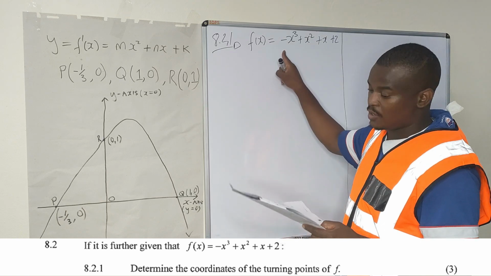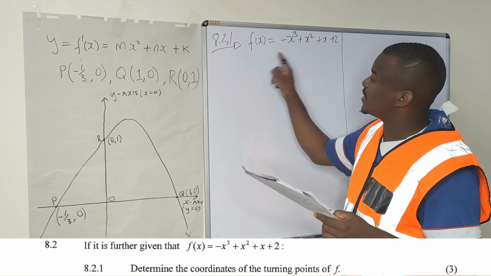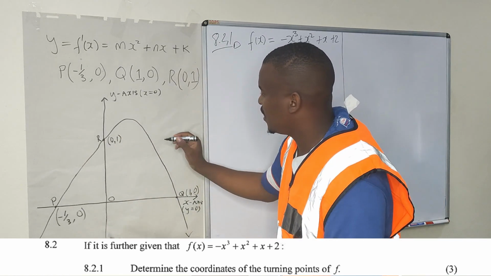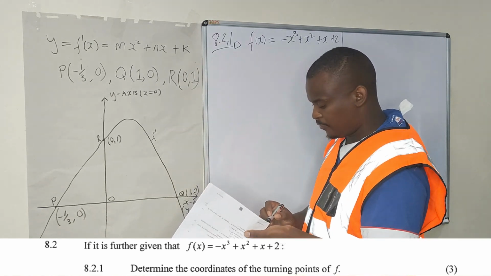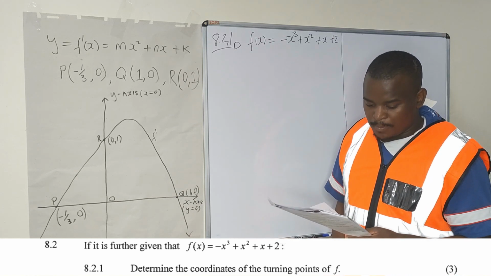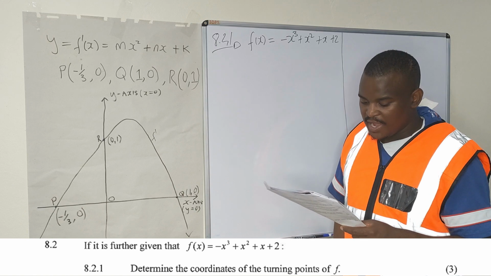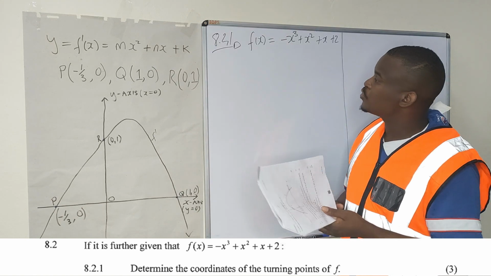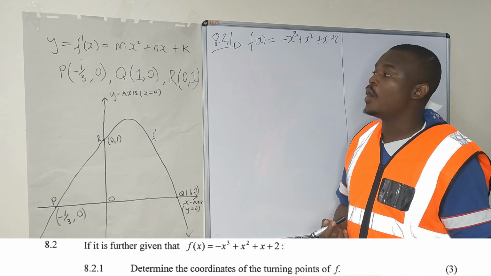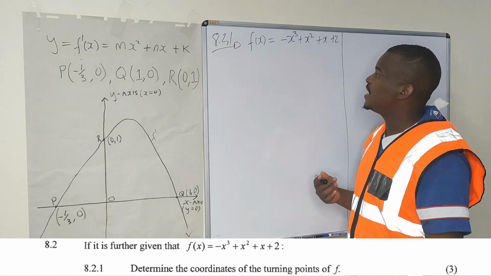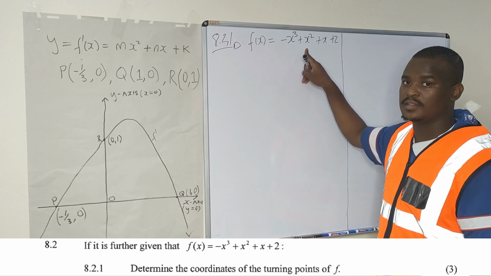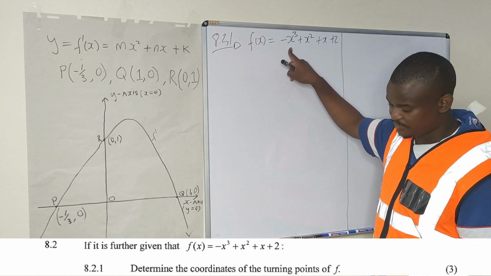So you are given the original function f. This is what they're telling you, that the equation for the original function of this derivative here, because what we have here is f prime, which is the derivative of f, and this is f. It is further given that f is this equation here. So go to 8.2.1. Determine the coordinates of the turning point of f. So they want you to find the coordinates of the turning point of this function.